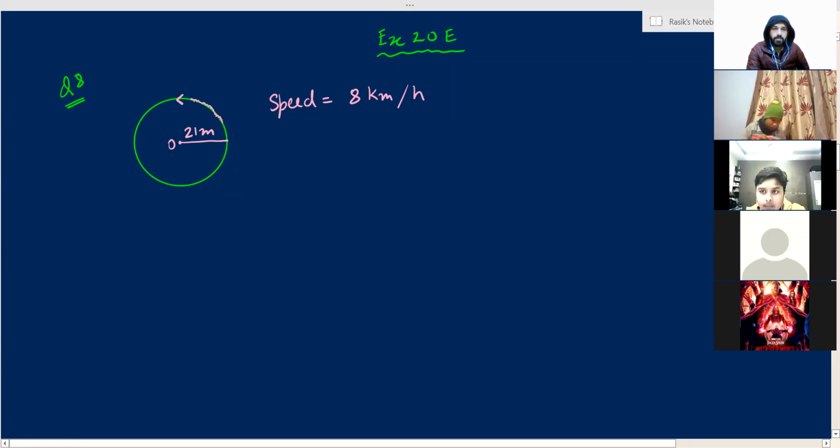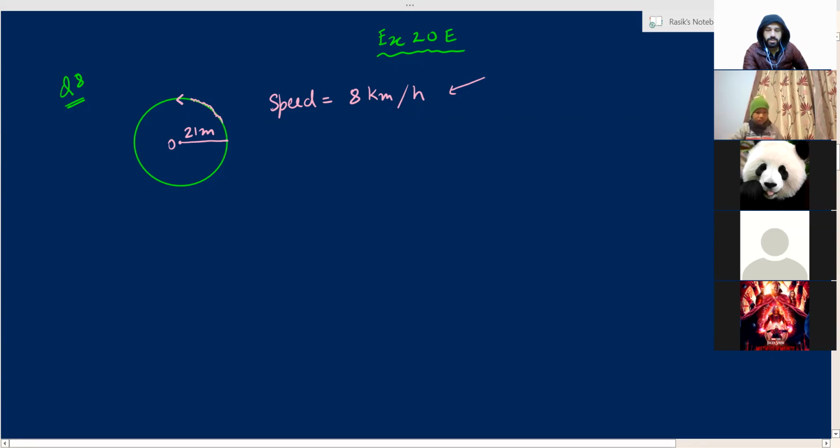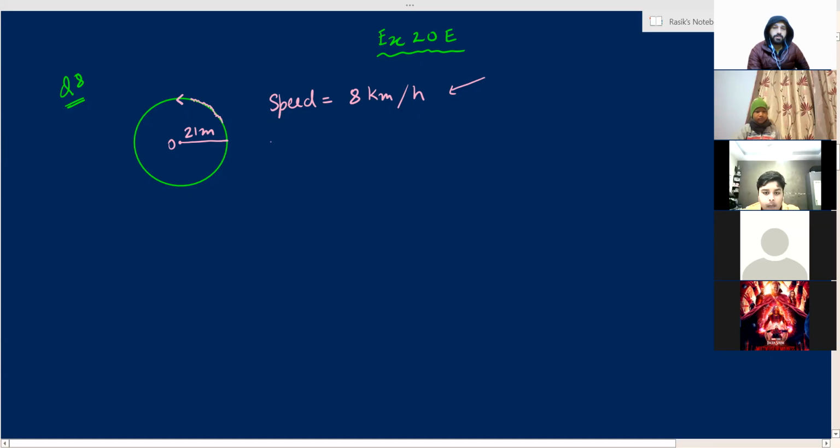So to find the time, we know the speed at which he is cycling. We can find out the distance that he has covered in one round. And can we find time with the help of distance and speed, all of you? Yes, sir. In science, you all must have studied that time is equal to distance upon speed. You have studied this formula? Yes, sir. We will be using this formula in the question. Correct.